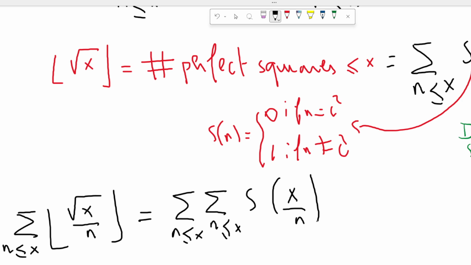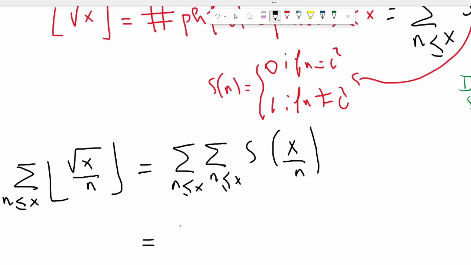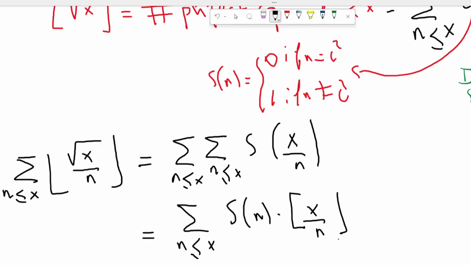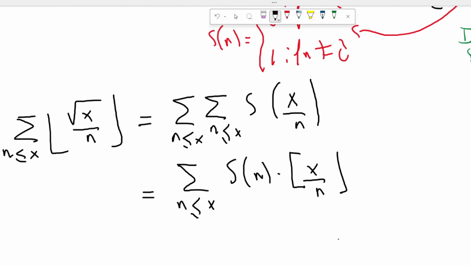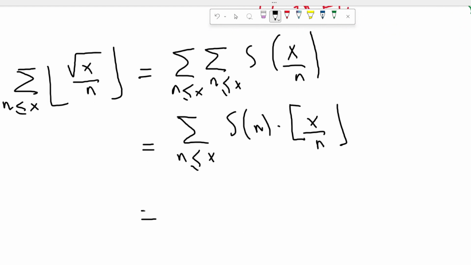And if you're familiar with the Dirichlet sums, this is a very familiar sum, and this can be rewritten as the sum as n is less or equal than x of s of n times the floor of x over n. Right. And this sum has a value that is different from 0 only when n is a perfect square. Because if n is not a perfect square, then s of n is just 0, and the entire product becomes 0. So we can rewrite this.